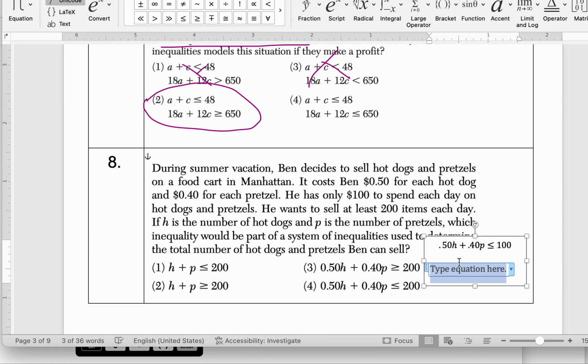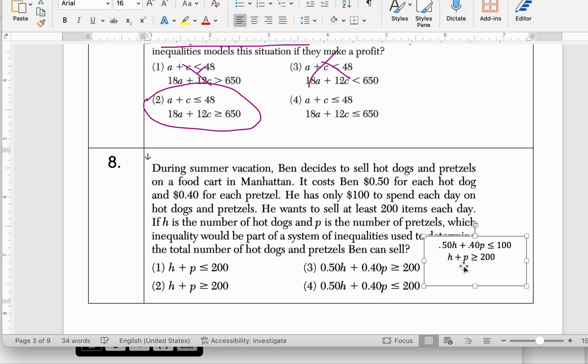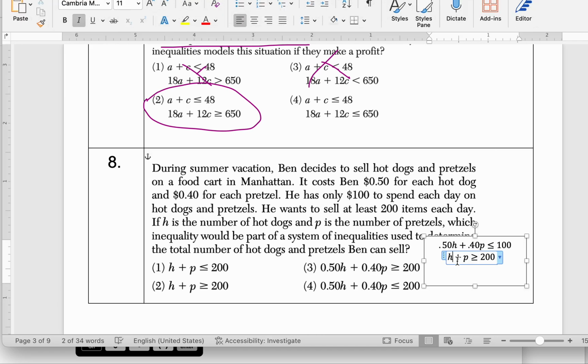So let's take a look, because this has to do with money. We want money, right? When we're talking about the amount it costs for hot dogs and the amount for pretzels, and we're talking about $100, that goes together. Now, our next equation is the number of items. So we'll have hot dogs plus pretzels, and this says he wants to sell at least 200. At least means either 200 or more than 200. So greater than or equal to 200. Now, this is H plus P. We know that it can't be.